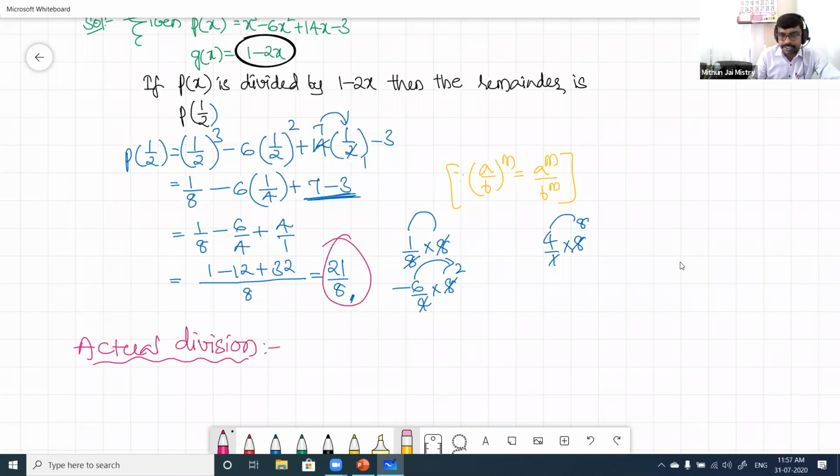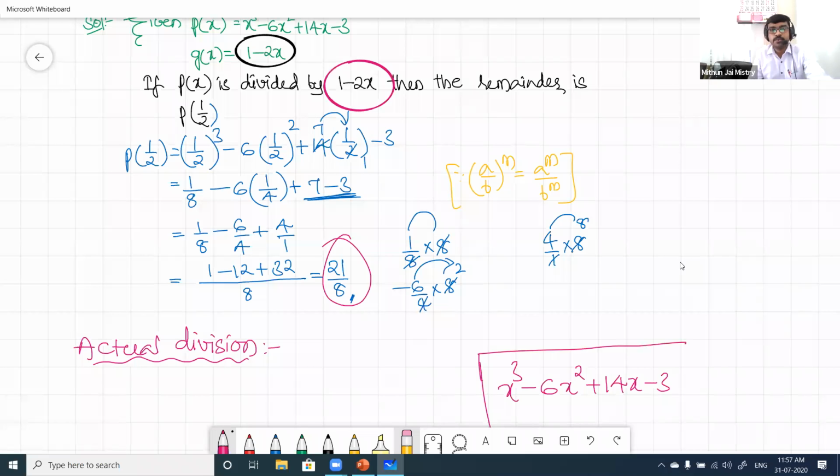Let me take here x cube minus 6x square plus 14x minus 3, right? This we have to divide. We have to divide with whom? We have to divide with 1 minus 2x. Let me write here 1 minus 2x. Shall I tell you one thing?